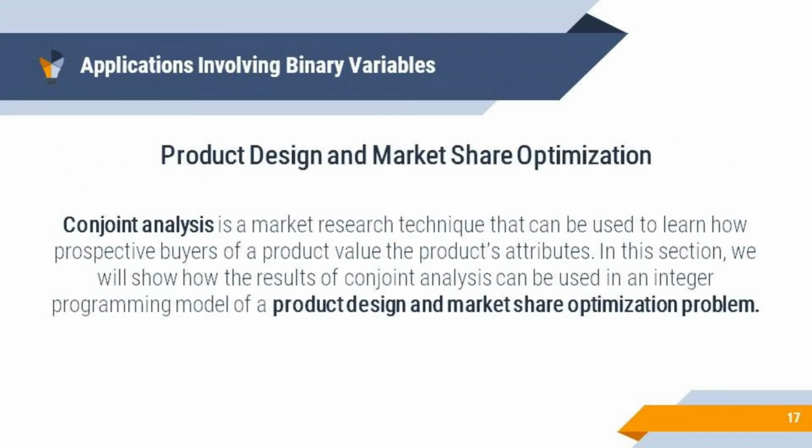And the last application is the product design and market share optimization. Conjoint analysis is a market research technique that can be used to learn how prospective buyers of a product value the product attributes. In this section, we will show how the result of conjoint analysis can be used in an integer programming model of a product design and market share optimization problem.